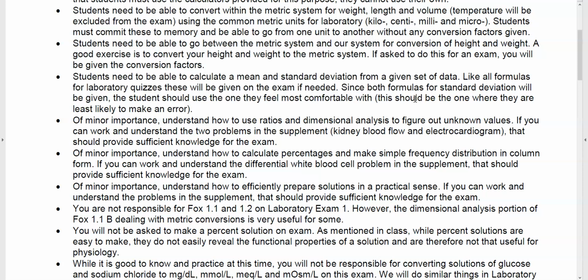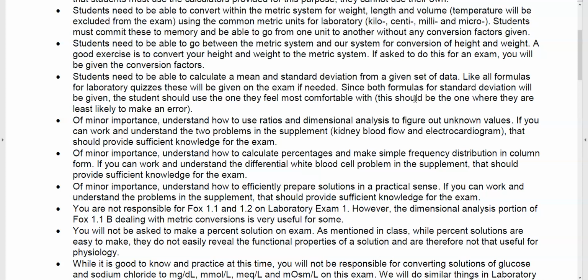Of minor importance is how to effectively prepare solutions in a practical sense. So the molarity and things like that, we're not going to worry about yet. Again, in a future lab, we're going to calculate molarity from concentrations and then use that to calculate osmolarity. So we're not going to worry about those either, because we're going to do it later and you'll get better at it. And if we don't do it later, it's probably not that important to worry about now. So don't worry about those things.